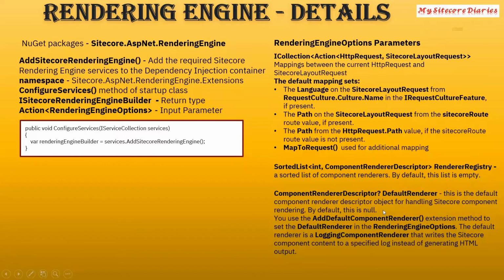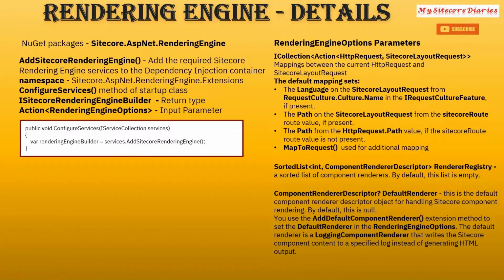Again, I'm not going into detail, I'm just giving you the wordings. You can check what these things are in detail. You use the add default component render extension method to set the default render in the rendering engine option, and the default render is a logging component render that writes the Sitecore component content to the specific log instead of generating the HTML output.